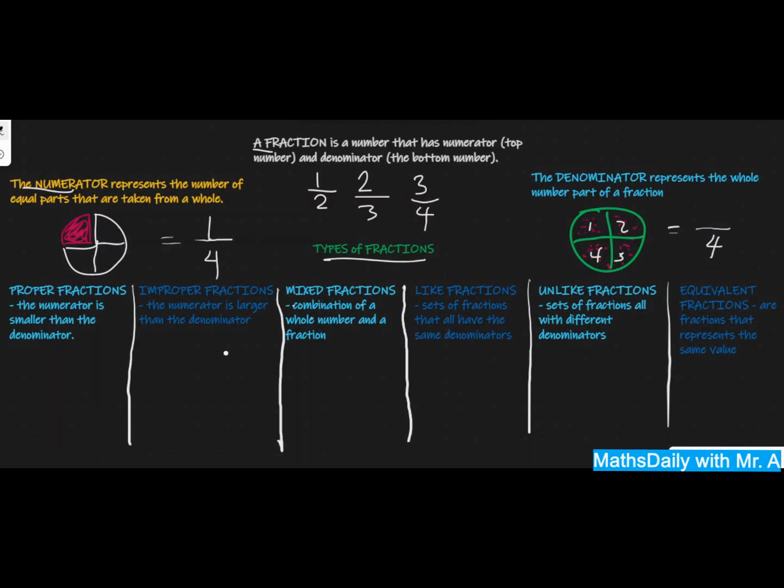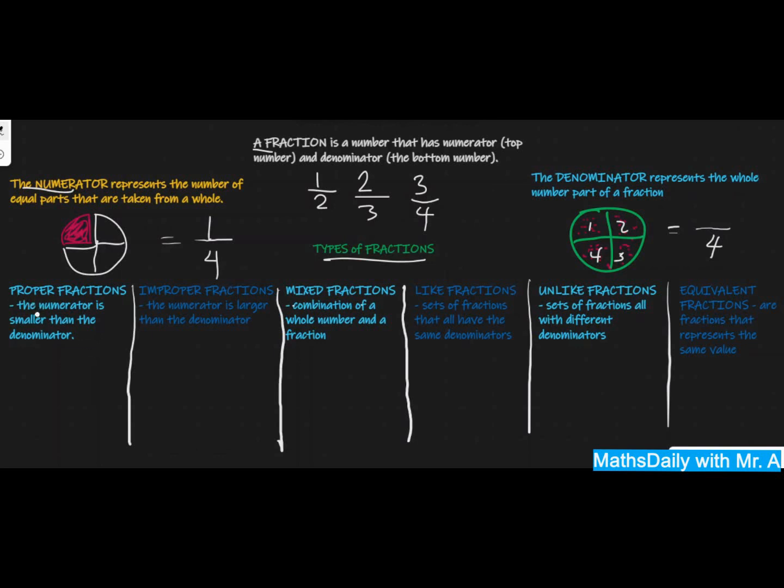There are 6 main types of fractions. 1. Proper fractions. 2. Improper fractions. 3. Mixed fractions. 4. Like fractions. 5. Unlike fractions. And 6. Equivalent fractions. Let's go through it one by one.